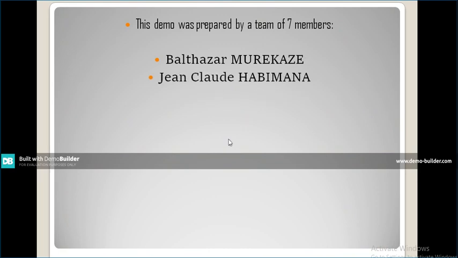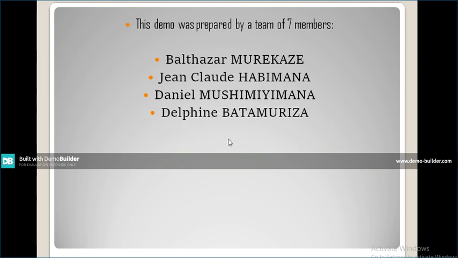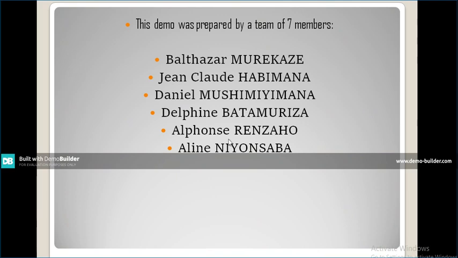This demo was prepared by a team of 7 members: Balthazar Murekaze, Jean-Claude Habimana, Daniel Mushimiyimana, Delphine Batamuriza, Alphonse Renzaho, Aline Niyonsaba, and Evariste Bizimana.